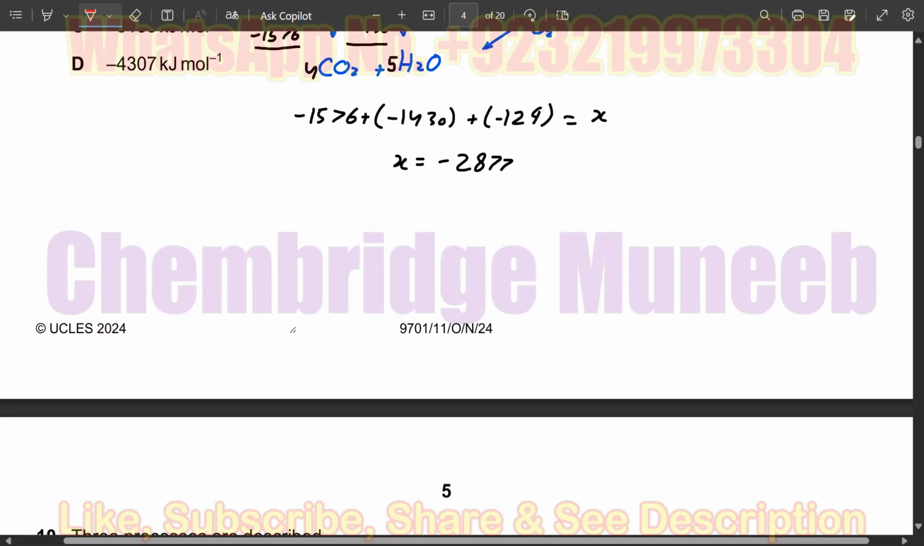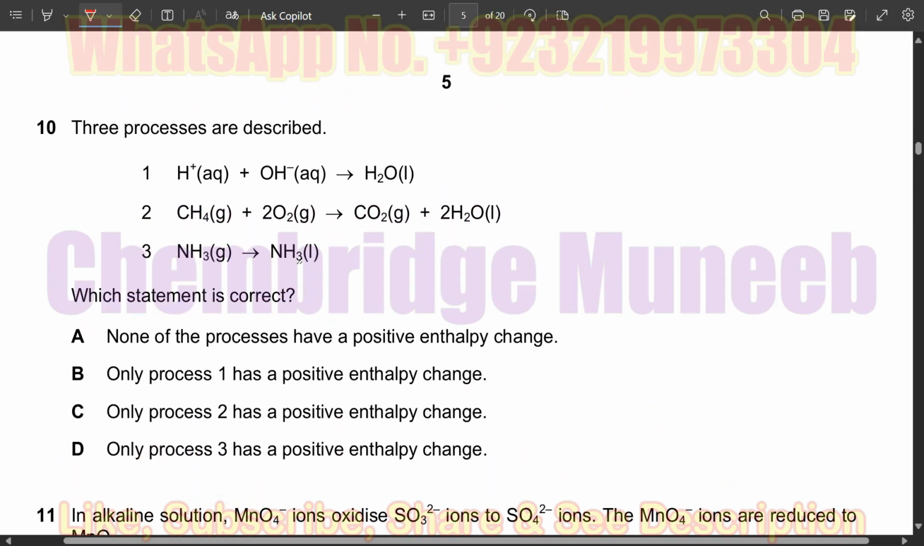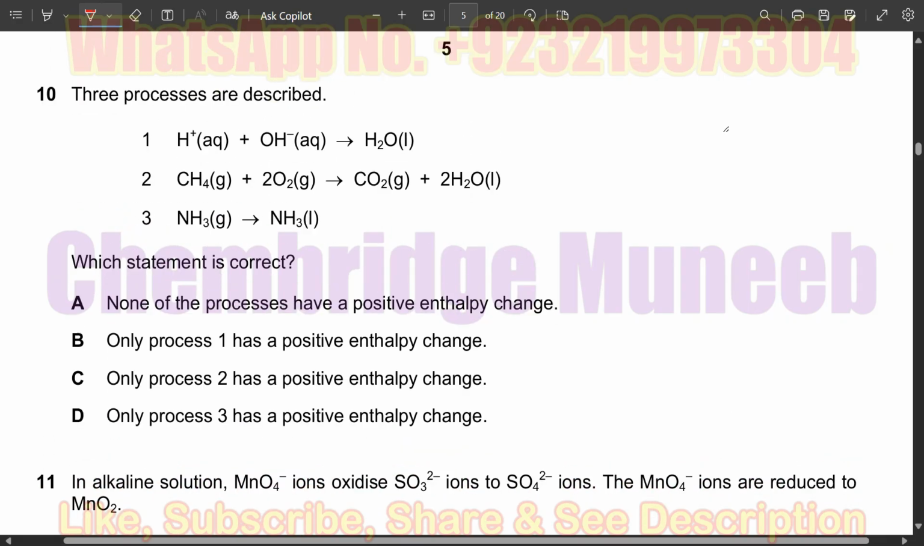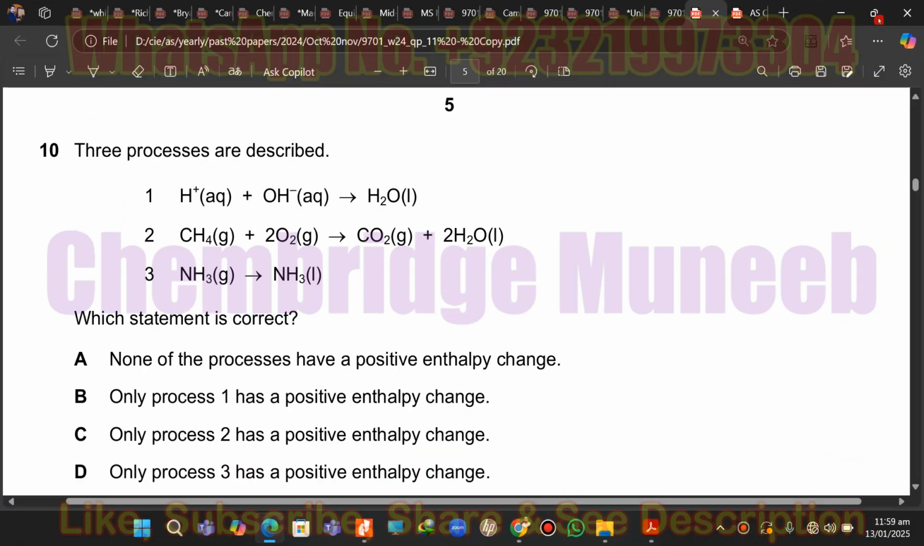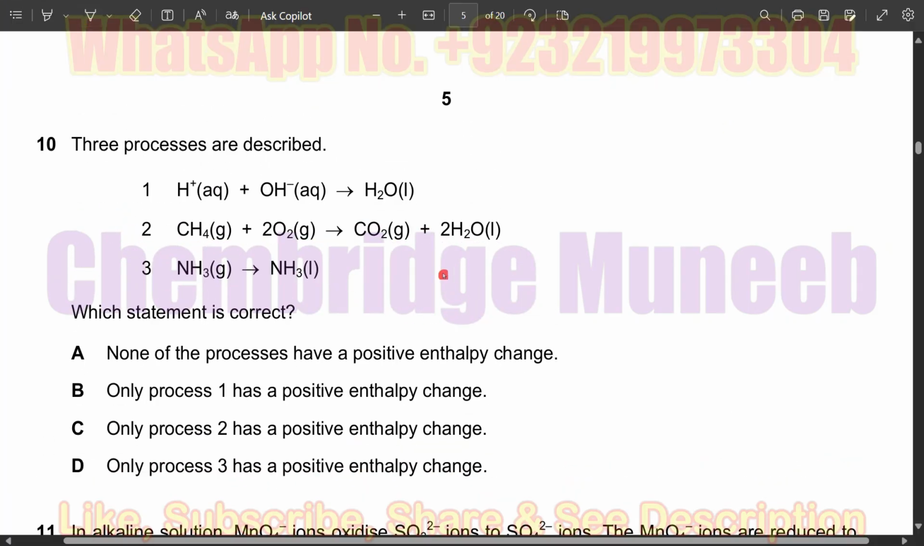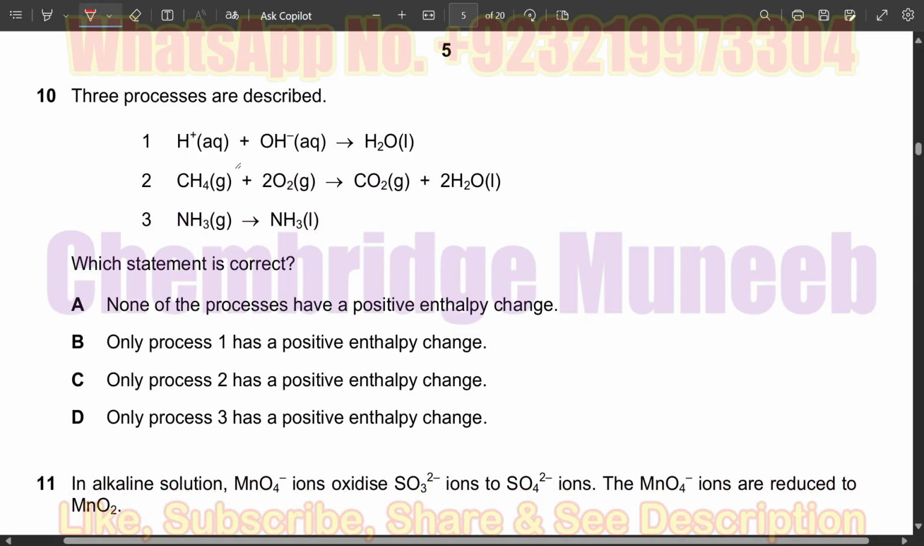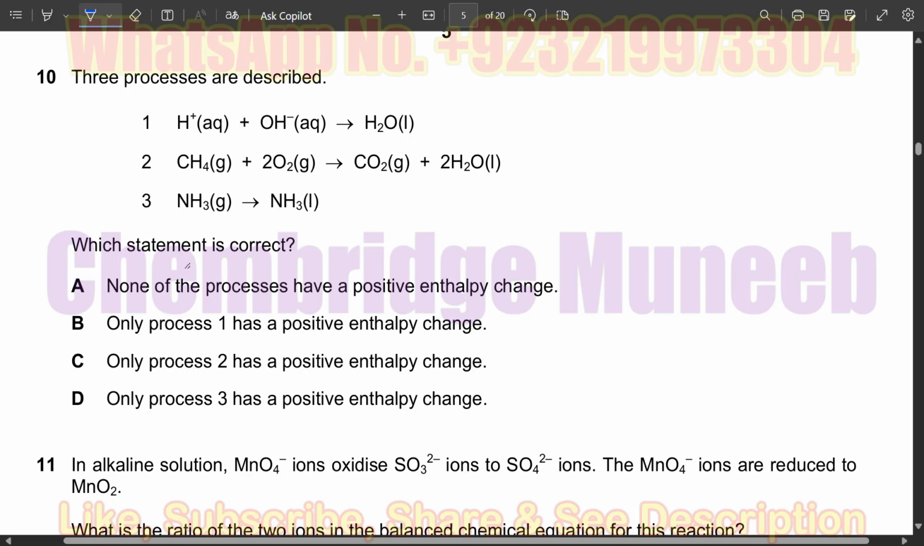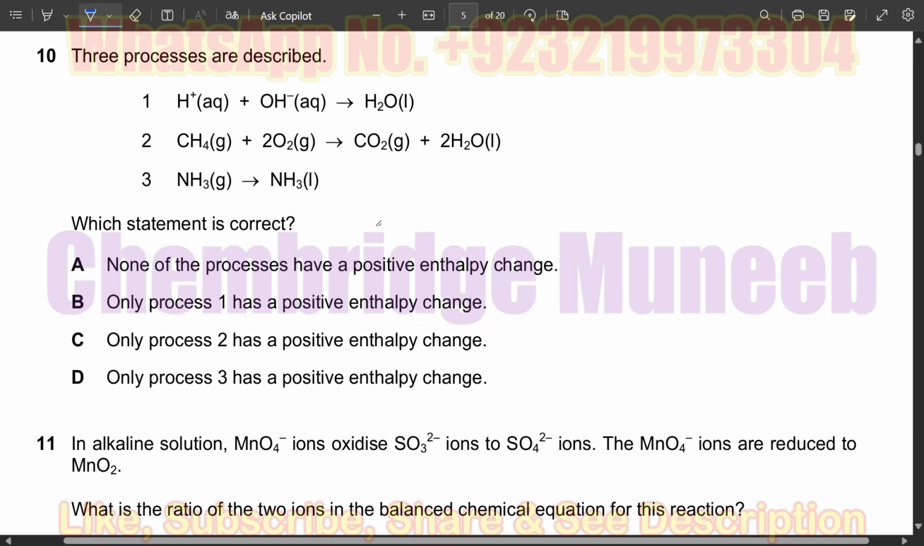Now question number 10. Question number 10 says three processes are described. We have these processes here. The first process indicates hydrogen reacts with hydroxide to make water, then the second and third. Which statement is correct? We have to find the positive and negative signs.